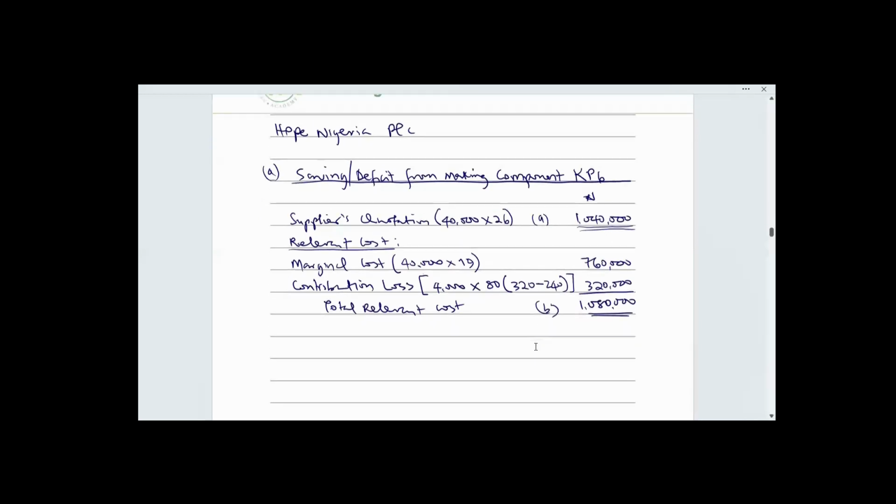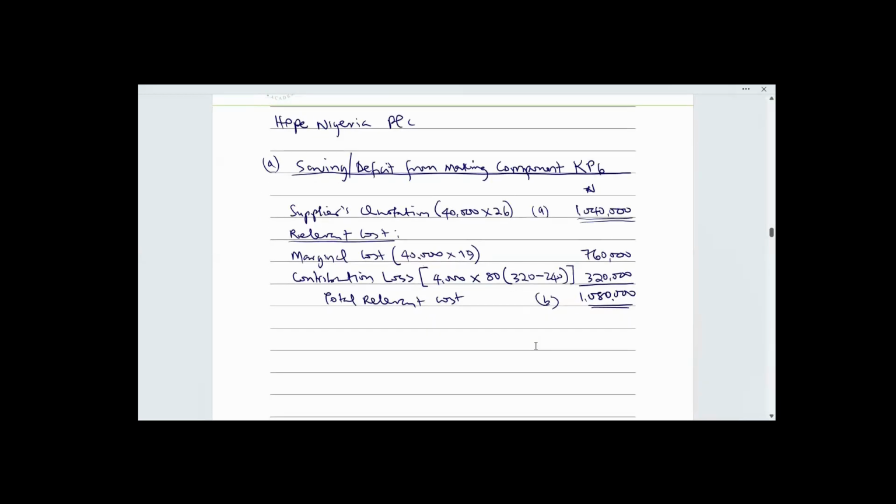So at this point, we need to make a decision. We said that if A is greater than B, the company should make. But if A is less than B, the company should buy. So in this question, the supplier's quotation is 1,040,000 naira. The relevant cost of making component KP6 is 1,080,000 naira. So the supplier's quotation is cheaper. Therefore, the company should purchase component KP6.